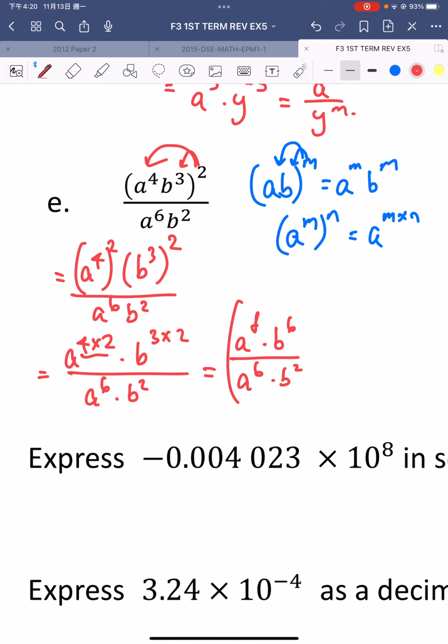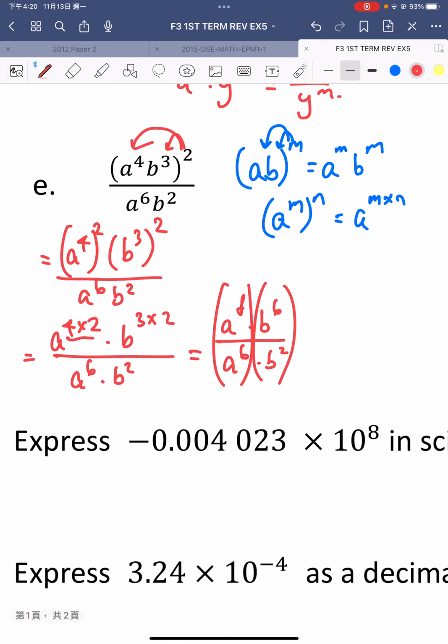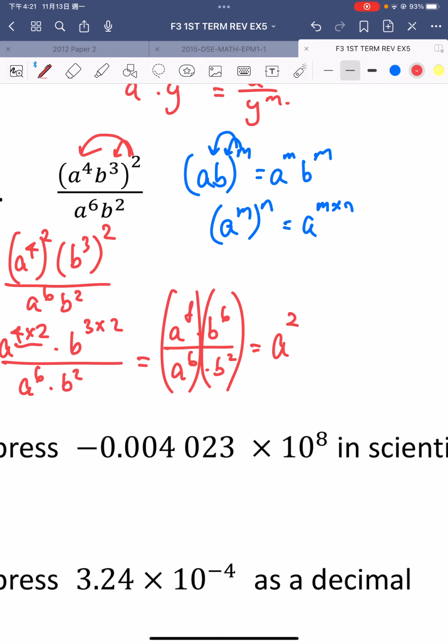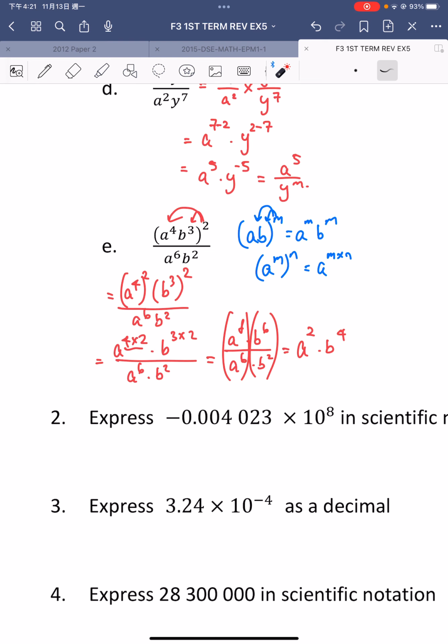Then as these can be separated into two fractions, and these are divided by each other, we can subtract the powers to get a to the power of 2 times b to the power of 4, as we have 8 minus 6 giving you 2, and 6 minus 2 giving you 4. Okay, so that's question E.